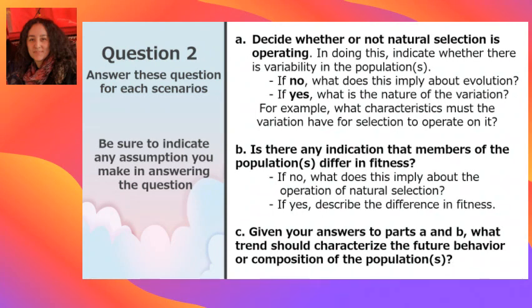B, is there any indication that members of the population differ in fitness? If no, what does this imply about the operation of natural selection? If yes, describe the difference in fitness. C is going to be given your answers to part A and B. What trend should characterize the future behavior or composition of the population? We'll also be making a few graphs.